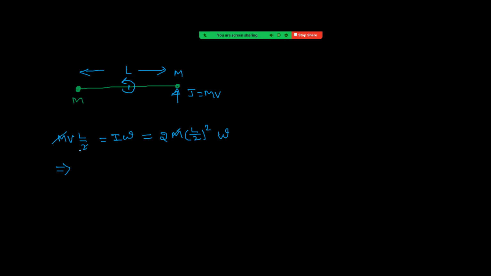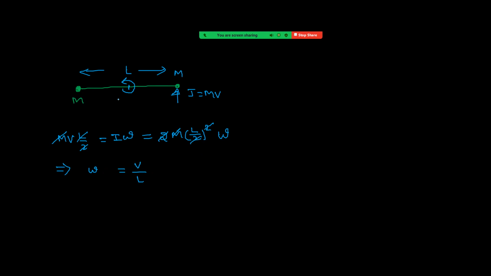M cancelled. 2, 2, and 2 gets cancelled. And 1 L gets cancelled. Remaining is now omega equal to V upon L, right? So almost same as the previous problem. Even in this also, we can calculate kinetic energy of the rod. Okay.